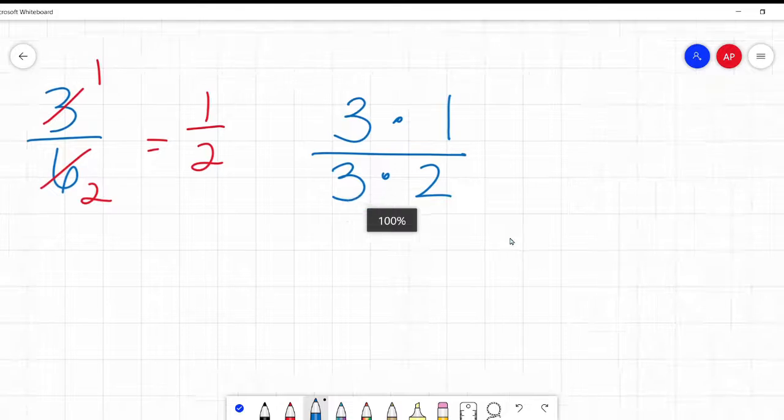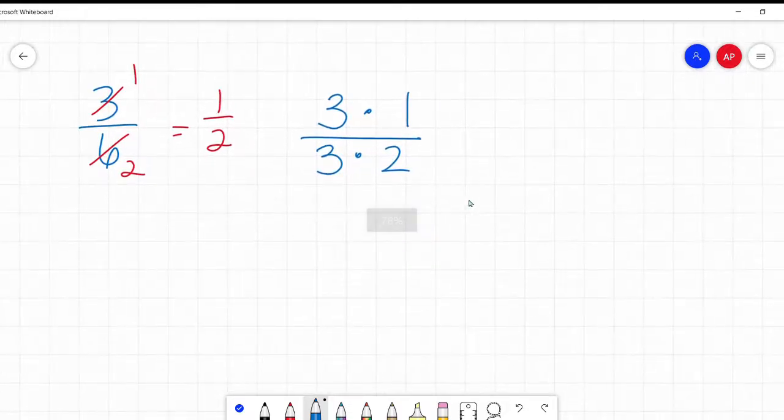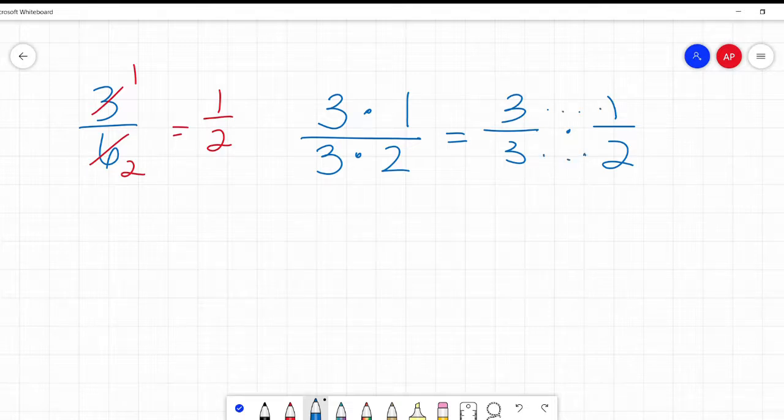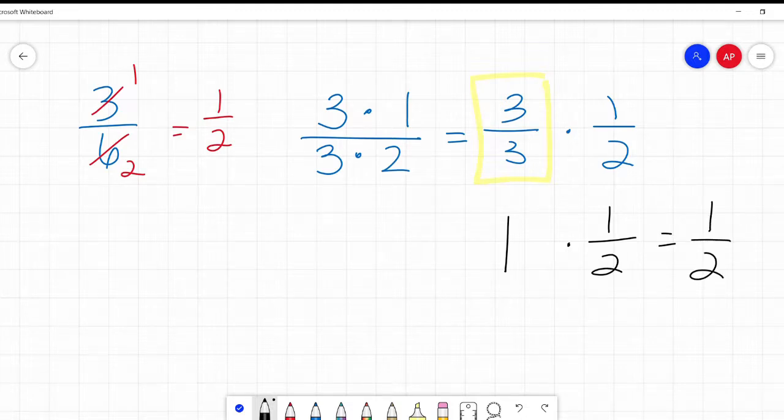And then we're saying, well, we could rewrite this as 3/3 times 1/2. That's the same thing, right? Because this is still 3 times 1 over 3 times 2. And once we do that, we go, 3 divided by 3 is 1. So 1 times 1/2 equals 1/2.